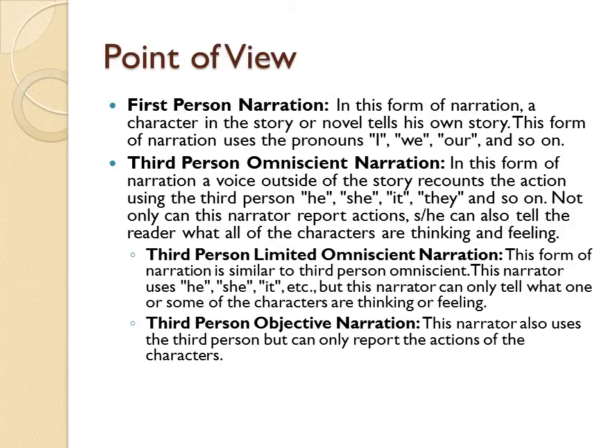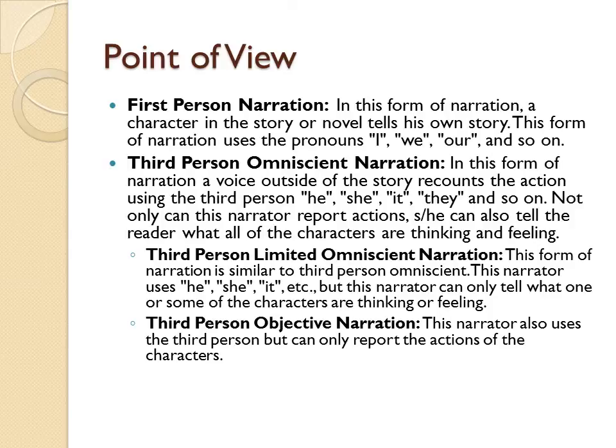Point of view. First-person narration. In this form of narration, a character in the story or novel tells his own story. This form of narration uses the pronouns I, we, our, and so on. Third-person omniscient narration. In this form of narration, a voice outside of the story recounts the action using the third person: he, she, it, they, and so on.